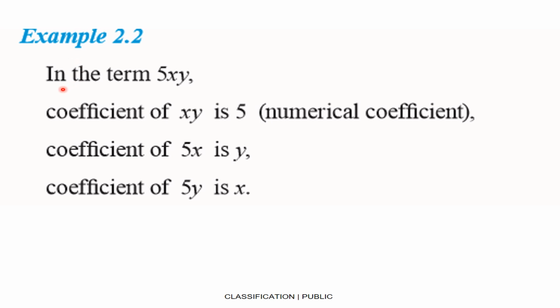Next example. Here the given term is 5xy. We have to find the numerical coefficient. In this, what is the numerical coefficient of xy? 5. Therefore the coefficient of xy is 5. Next, the coefficient of 5x is what? The coefficient of 5x is y. And the coefficient of 5y is x. That is the answer.